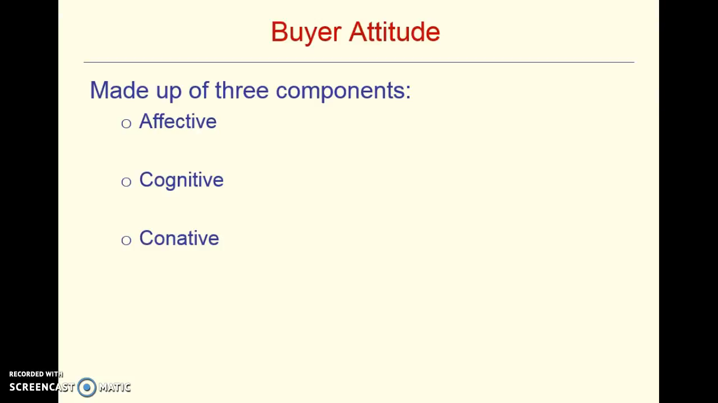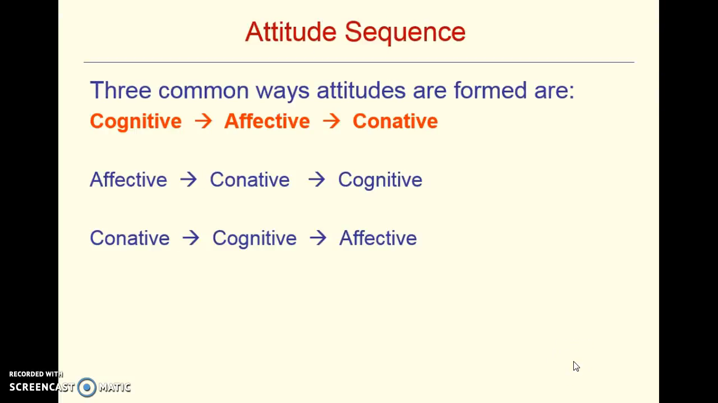Buyer attitude is made up of three components: affective, cognitive, and conative. Attitude sequence: three common ways attitudes are formed are cognitive, affective, conative; affective, conative, cognitive; and conative, cognitive, and affective.